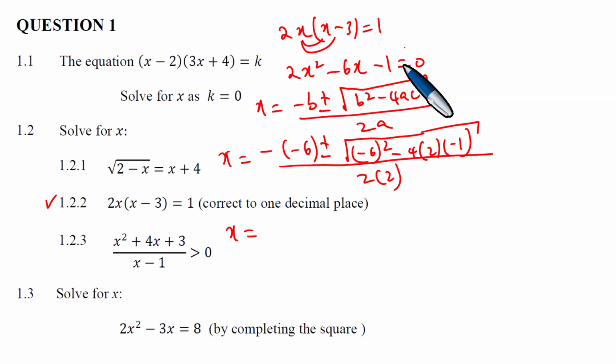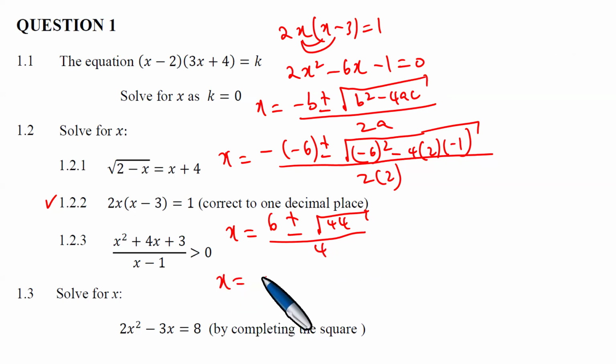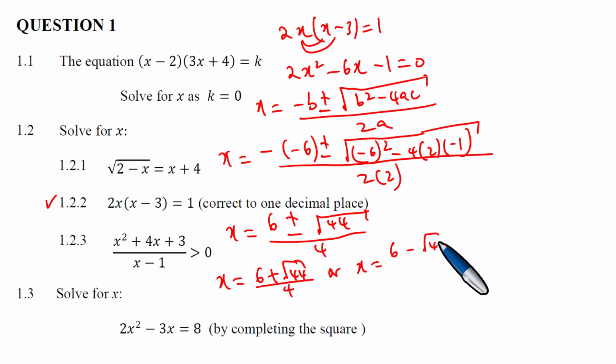Right. So now you have the negative and negative, which becomes a plus. Plus or minus the square root of 44, divided by 4, which means x is 6 plus the square root of 44 divided by 4, or x is 6 minus the square root of 44 divided by 4. Right. So continue.